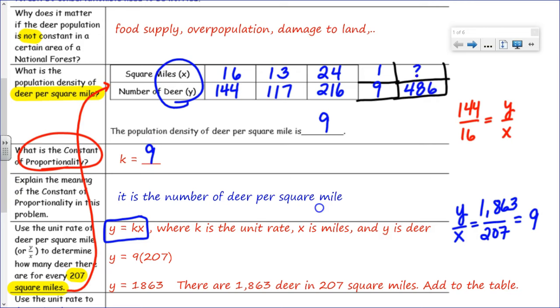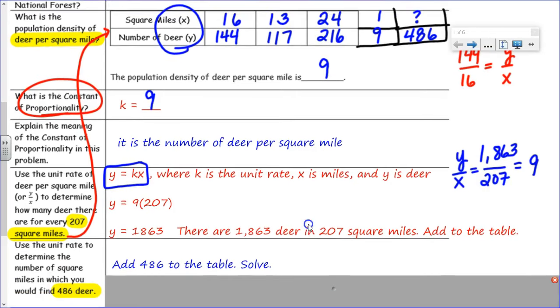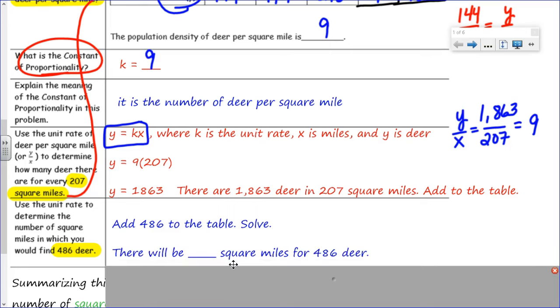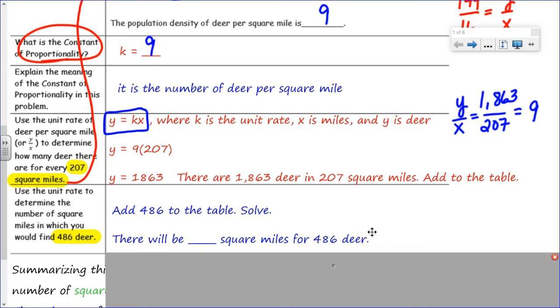Okay, now you figure out what this would be. How do you figure out the square miles? Okay, you can pause it if you have to. Hopefully you knew that you would divide, so you need to go ahead and divide 486. Okay, I'm going to have you pause it and solve that right now. Okay, so 486 divided by 9, and you should get 54 square miles for 486 deer.